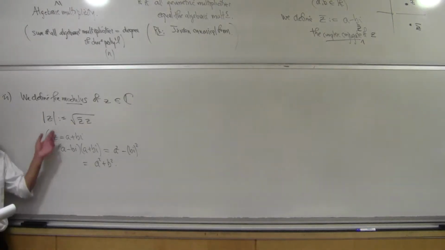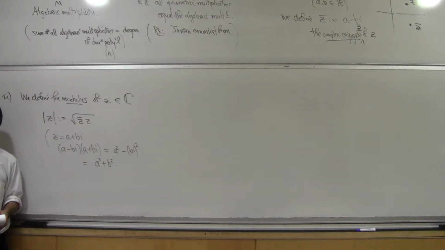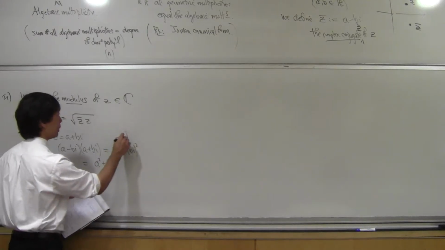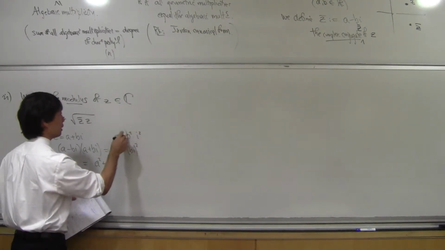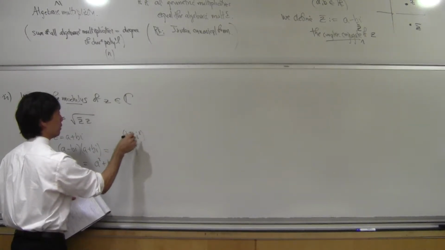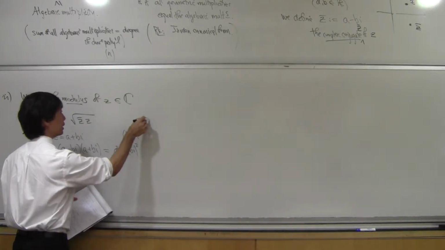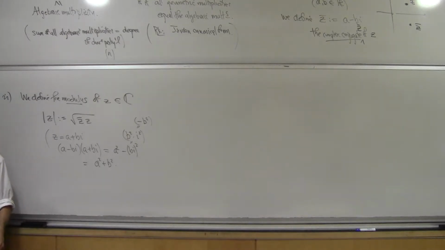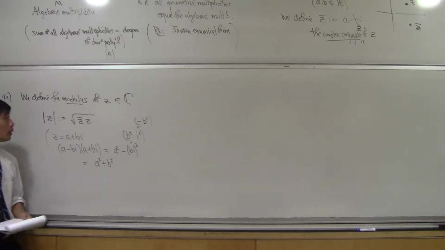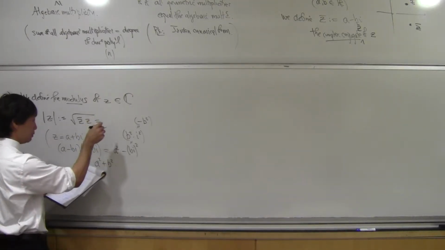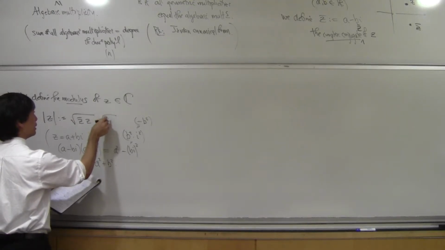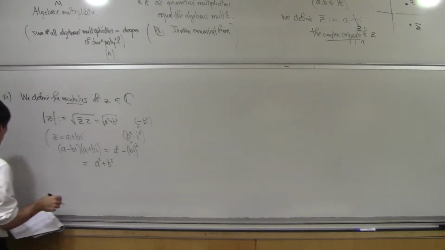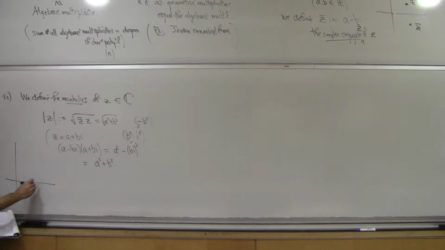Right? i is the square root of negative 1. So we get b squared times i squared, but b squared times i squared is negative b squared. So we get a squared minus negative b squared, in other words, a squared plus b squared. So this is going to be the square root of a squared plus b squared.